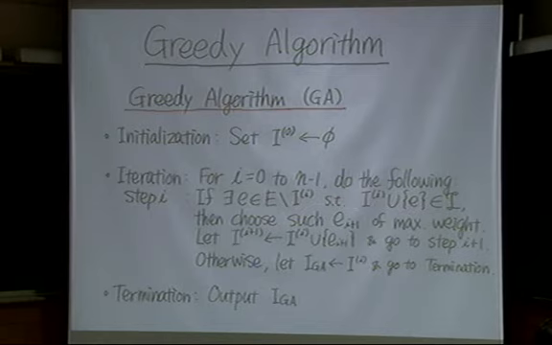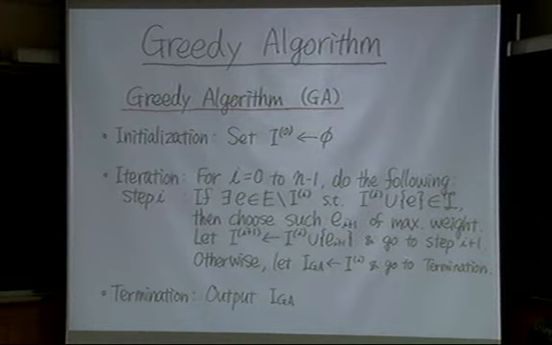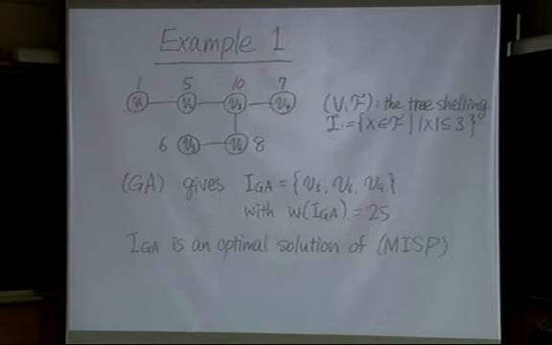If there is such an element, then we choose such an element of maximum weight, add it, define a new independent set, and go to the next step. And if there is no element outside that we can add, then we stop and output our set. This is a very simple greedy algorithm. Okay, so let's see an example.